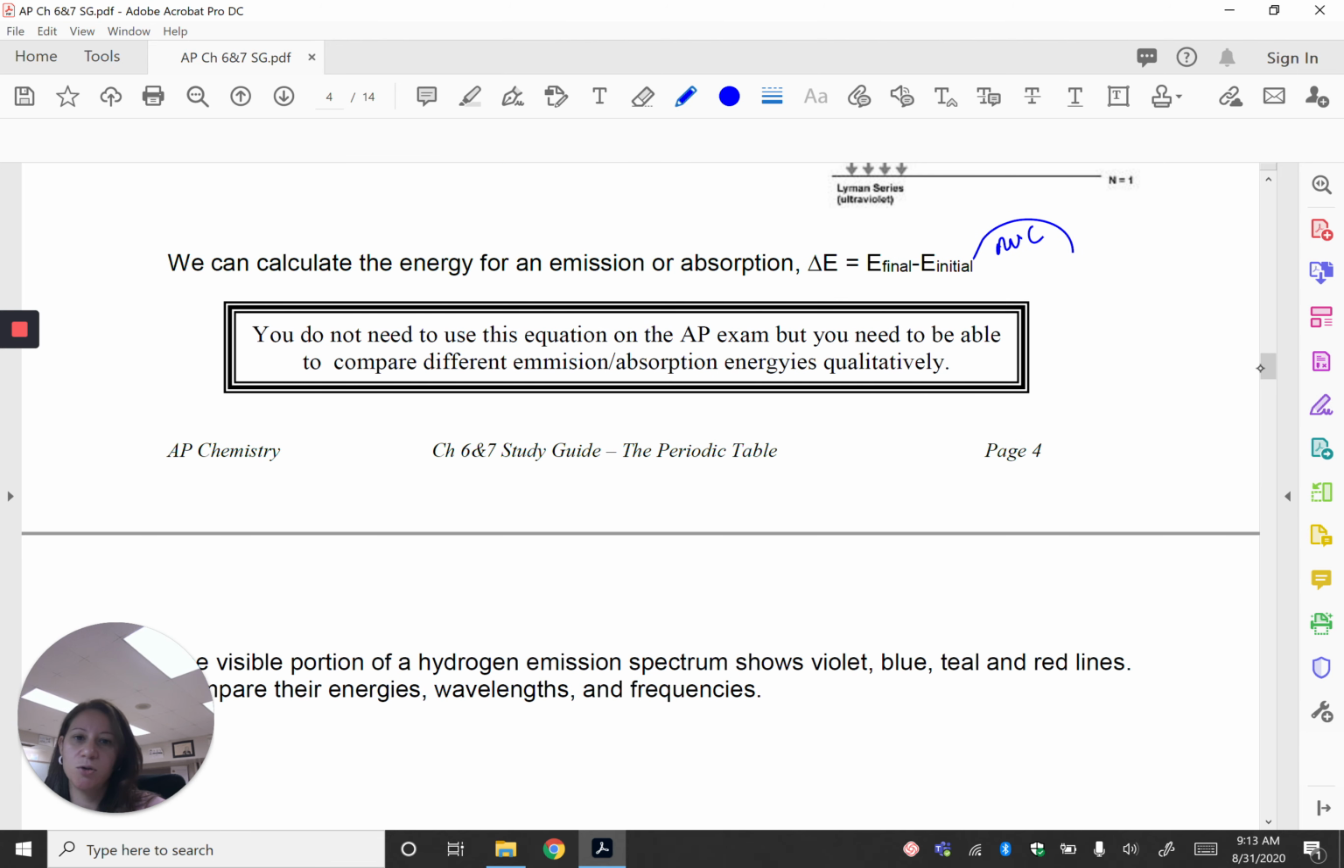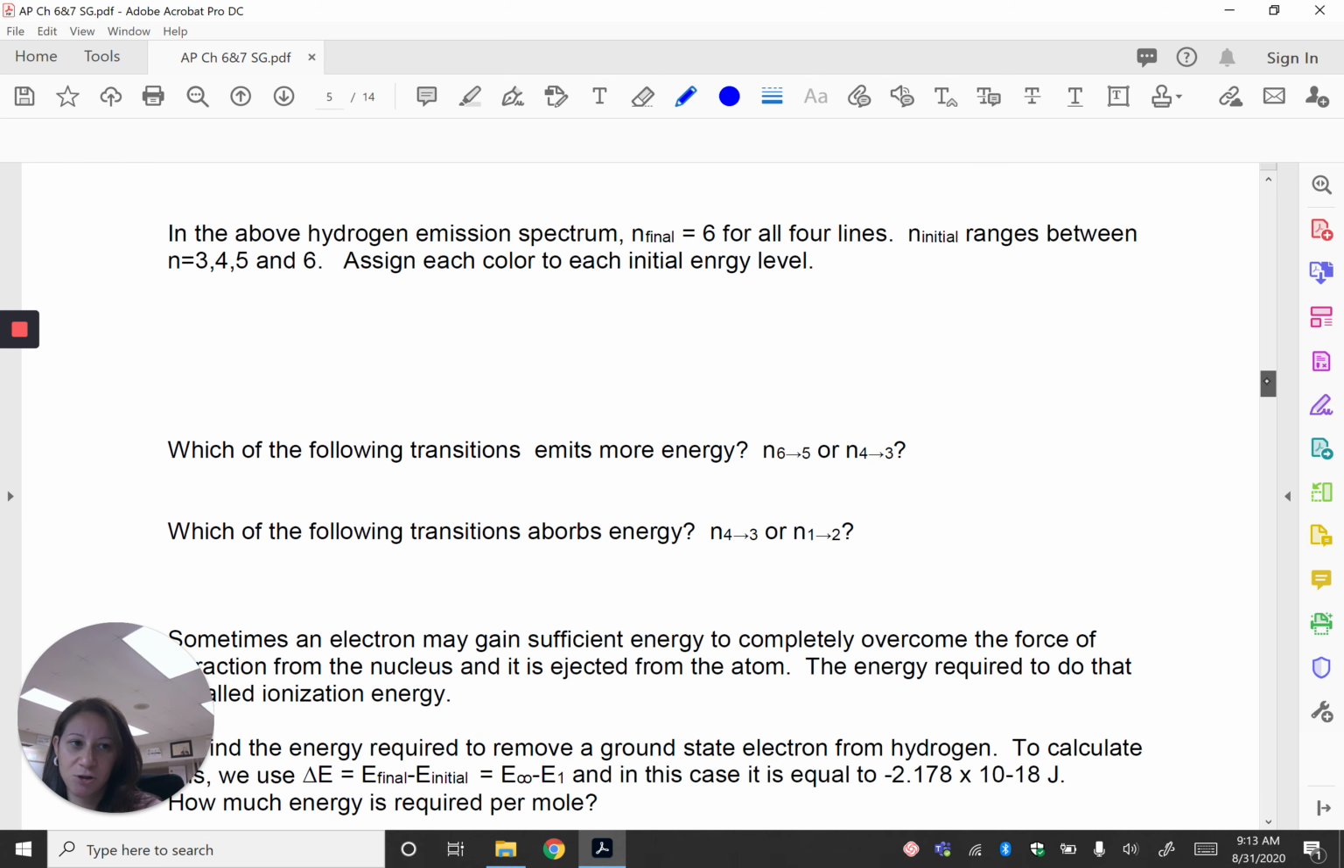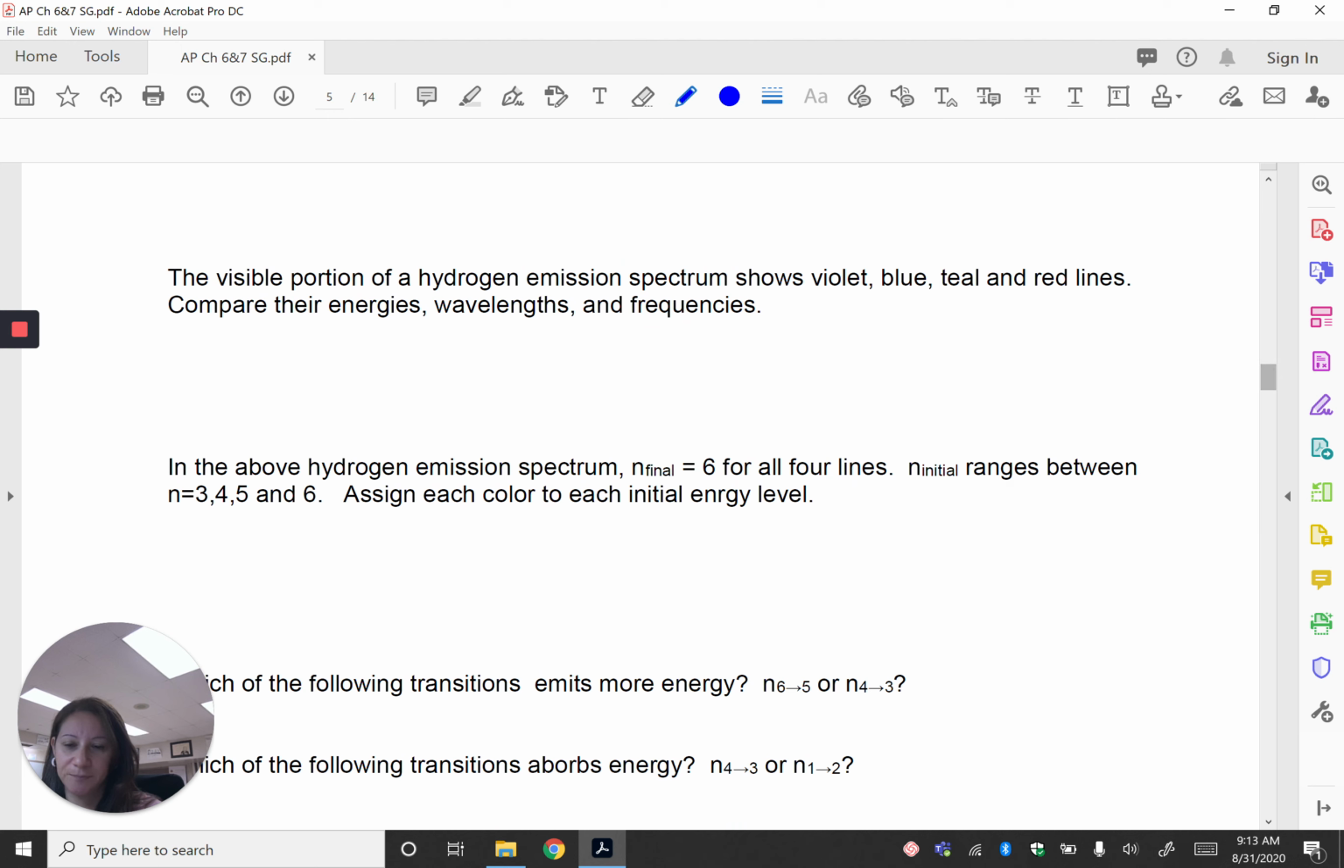You do not need to use this equation again on the AP exam, but you do need to be able to compare different emission and absorption energies. Oh, sorry, that's misspelled. Qualitatively, not quantitatively. So about 6 years ago, we used to have to do it quantitatively with the equation, but not anymore. So let's look at some examples of questions they might ask you.